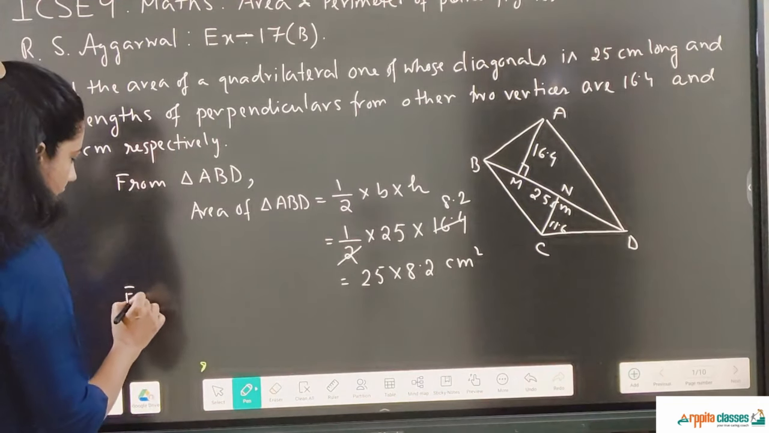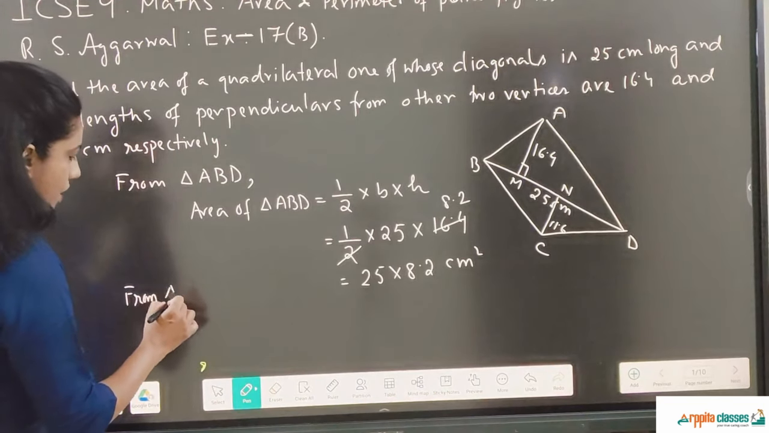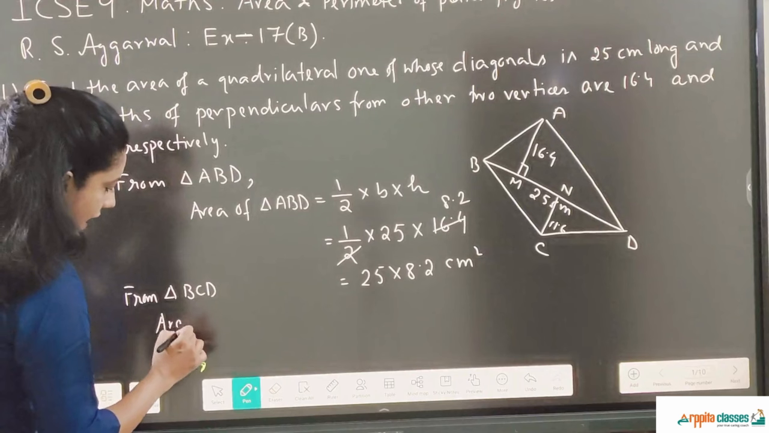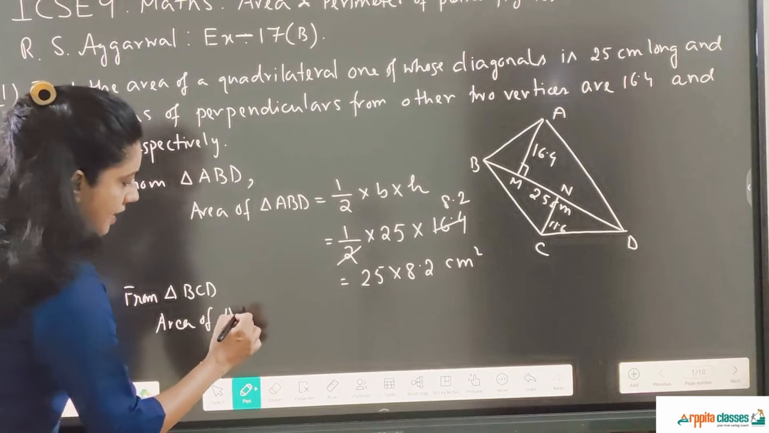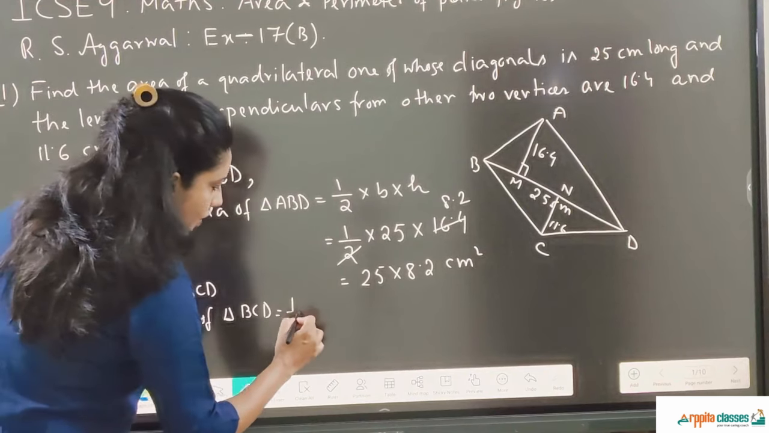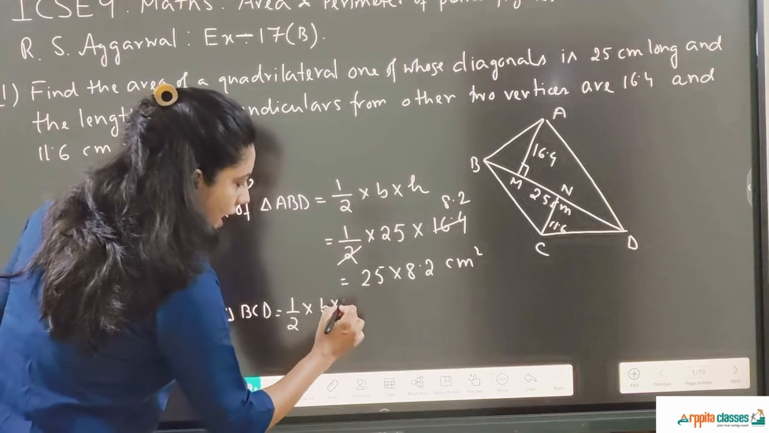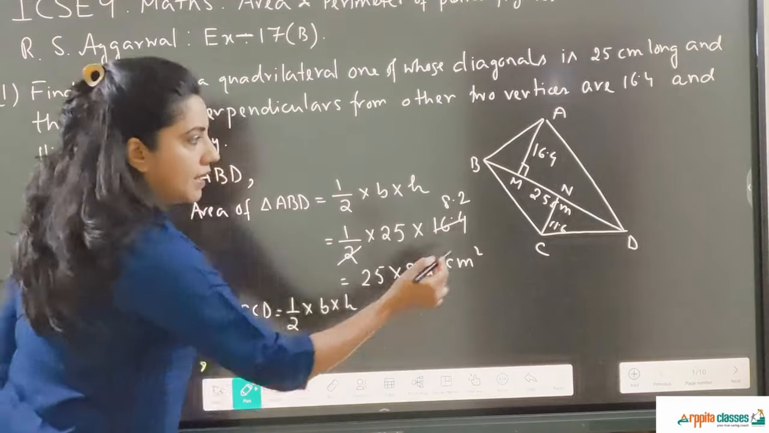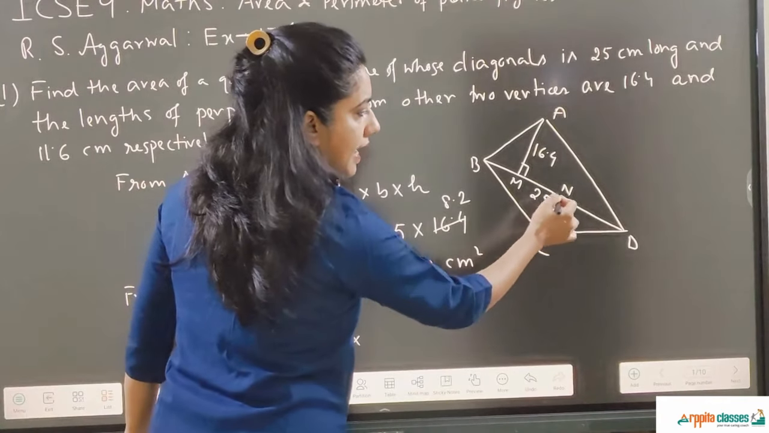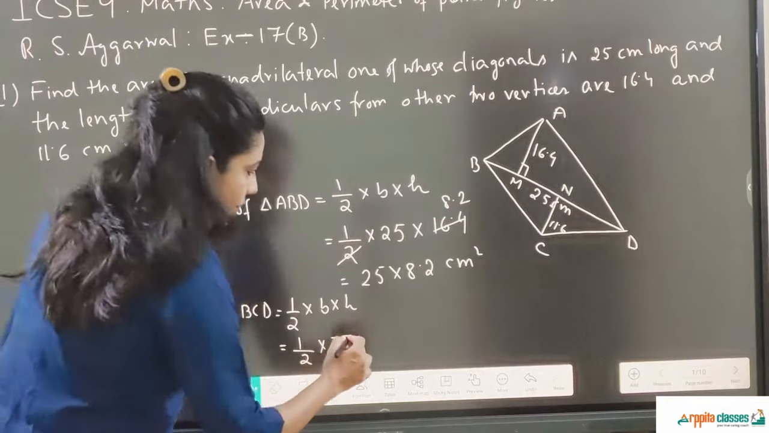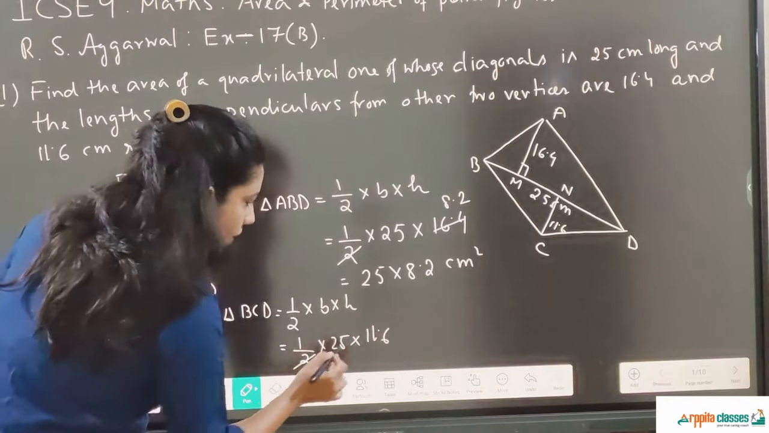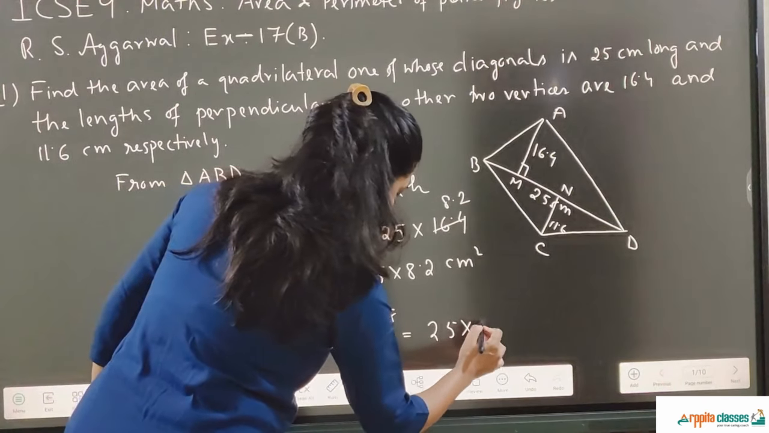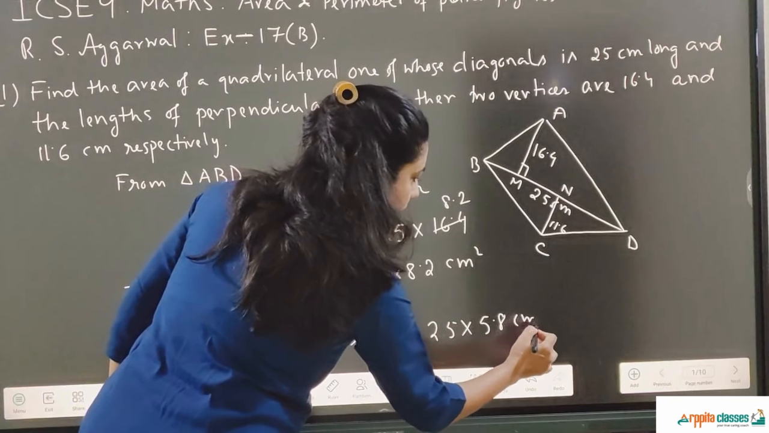Next, you take the triangle which is down. From triangle BCD, we can write area of triangle BCD is equal to half into base into height again. Here again the base is 25 and you can see the perpendicular on the base is CN, that is 11.6. So 11.6, we cancel it out to 5.8. So 25 into 5.8 centimeter square.